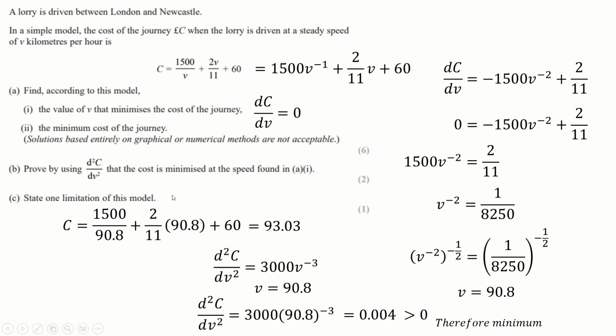State one limitation of the model. I mean, there's so many things, but steady speed, like imagine driving from London to Newcastle and going the same speed the entire way. I mean, what even is that? There's hundreds of things you could have written there.